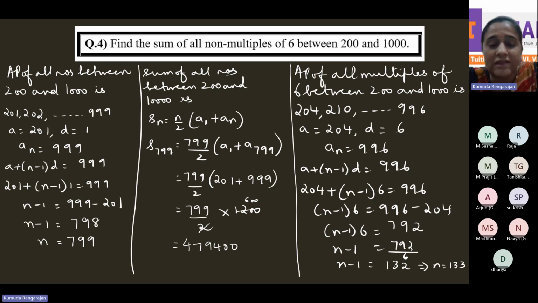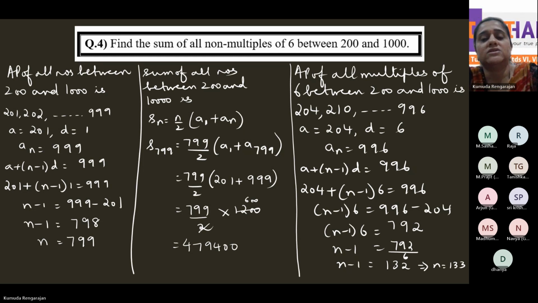799 terms, and then we find the sum of all these 799 terms using the formula n by 2 of the first term plus the last term. So the sum of all the numbers between 200 and 1000 is 4,79,400. This is one part.